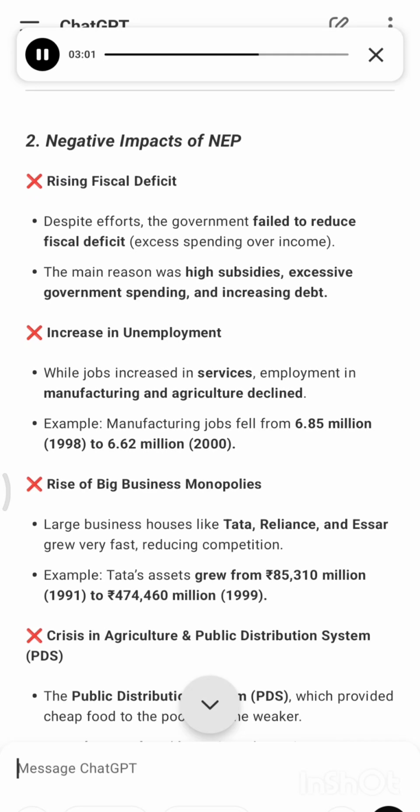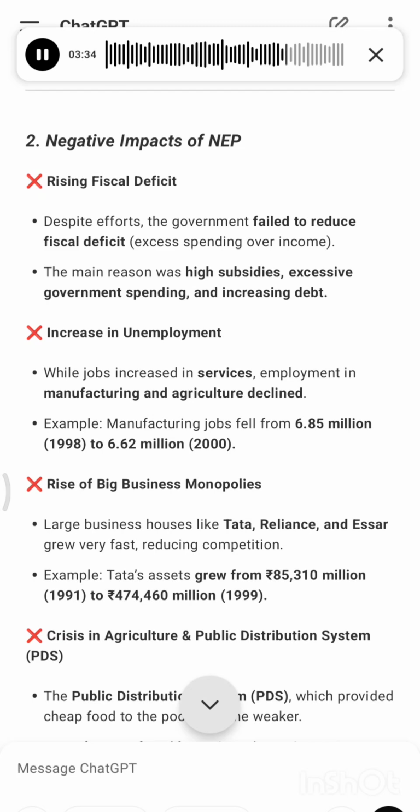Negative impacts of NEP. Rising fiscal deficit. Despite efforts, the government failed to reduce the fiscal deficit, which is excess spending over income. The main reason was high subsidies, excessive government spending, and increasing debt. Increase in unemployment. While jobs increased in services, employment in manufacturing and agriculture declined. Example: manufacturing jobs fell from 6.85 million in 1998 to 6.62 million in 2000.